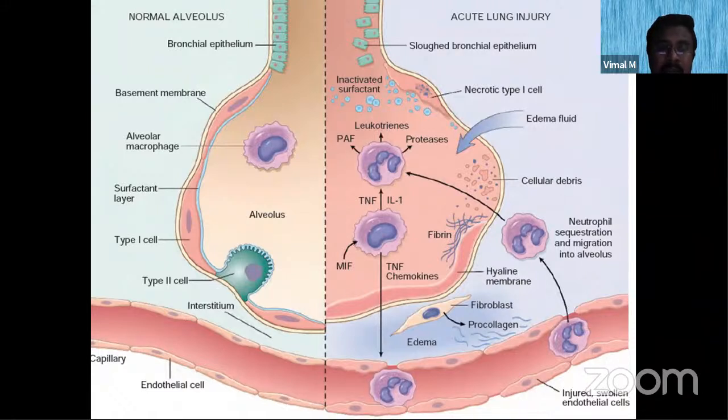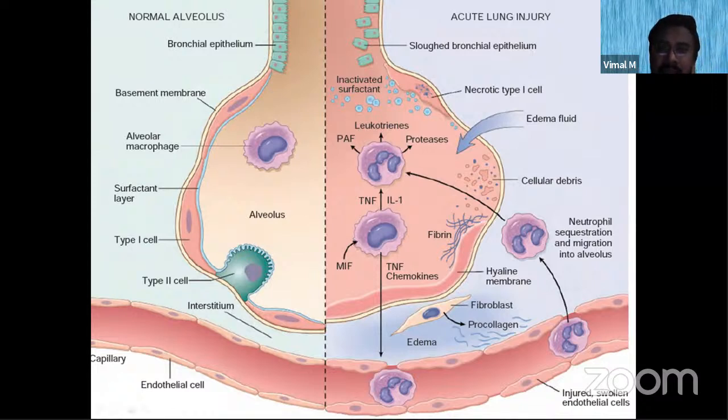So what happens in the ARDS in the lung parenchyma? Mainly the damage is happening in the alveoli. Whether it is an inhalation of smoke or inhalation of a chemical agent, or it can be a physical agent, whatever the mode of injury, it mainly affects the alveolus. So in the alveolus, what happens?